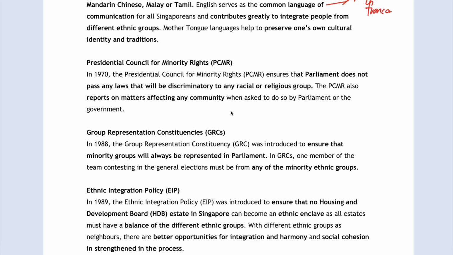It is an organization, or rather a council, that is set up by the president to ensure that Parliament does not pass any laws that are discriminatory towards any minority race or religious group. So if they have any problems with the laws that Parliament passes, they will write a report to the Speaker of Parliament that this law is problematic and shouldn't be considered here. That is the job of the PCMR. It's just to act as a safeguard in this aspect.